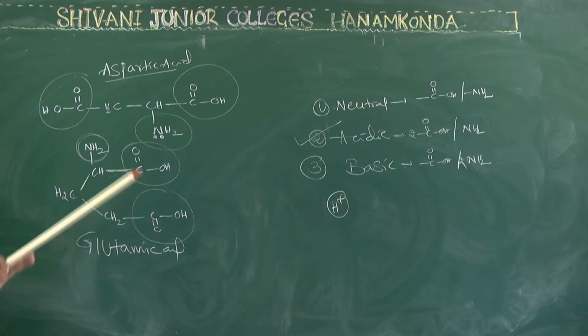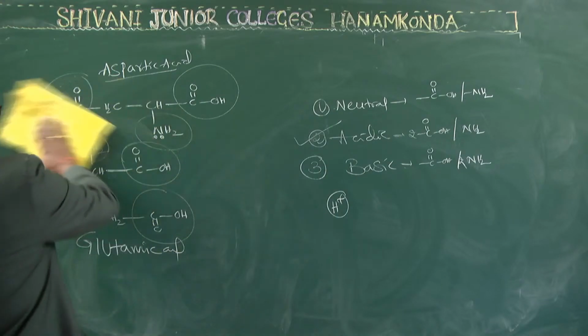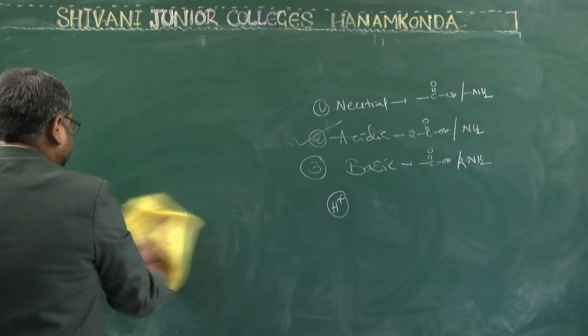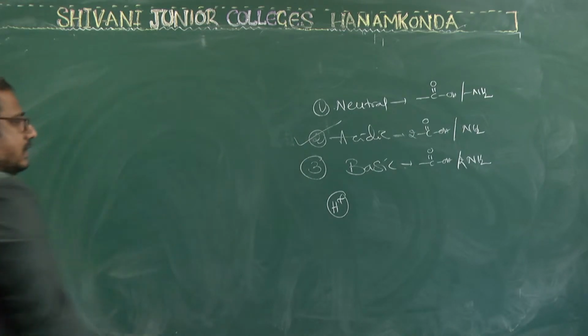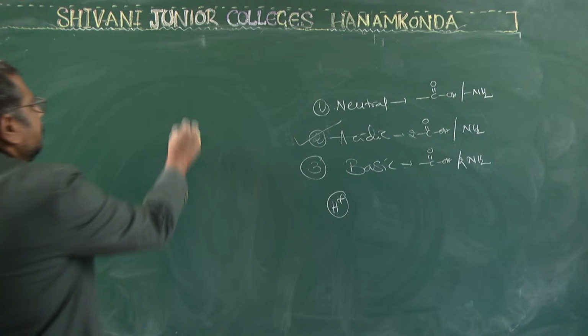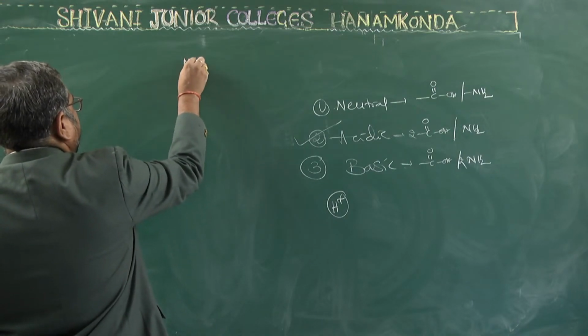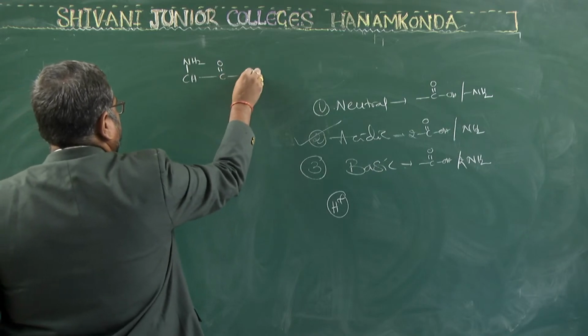Now see that in glutamic acid, 2 acid groups are present and 1 amine group is there. In basic amino acid, 2 amine groups and 1 acidic group are present. These types of amino acids are called basic amino acids. The best examples of basic amino acids are arginine and lysine. Here, if you see the arginine structure, CH, NH2, COOH.